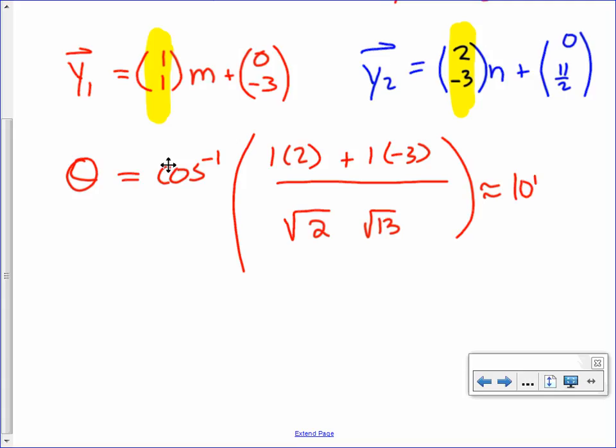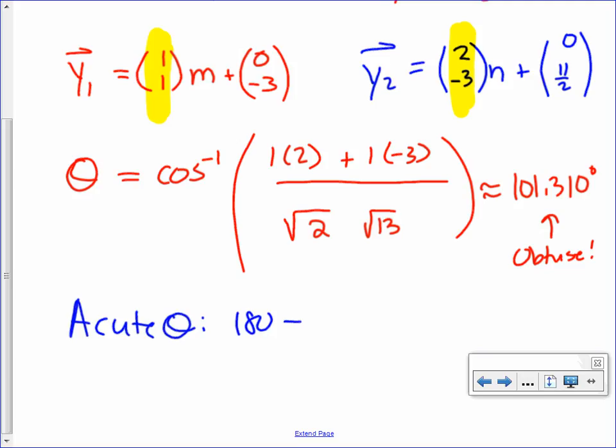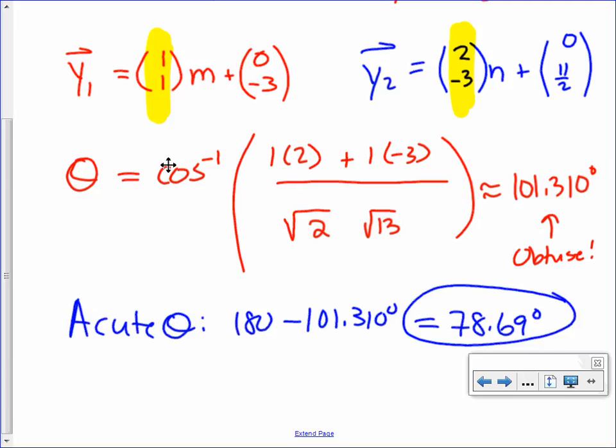Does that answer the question? No, because the question says find the acute. This, my dear, is obtuse. So would you just subtract from 180? 180. Girl, you got it! To find the acute angle between them is just 180 minus 101.310, which is 78.69 degrees.